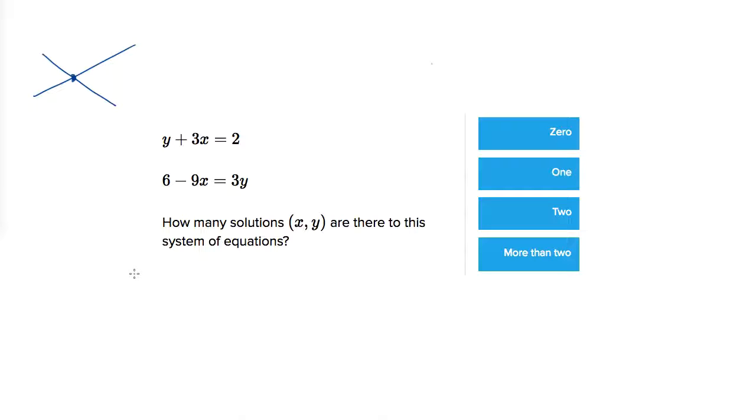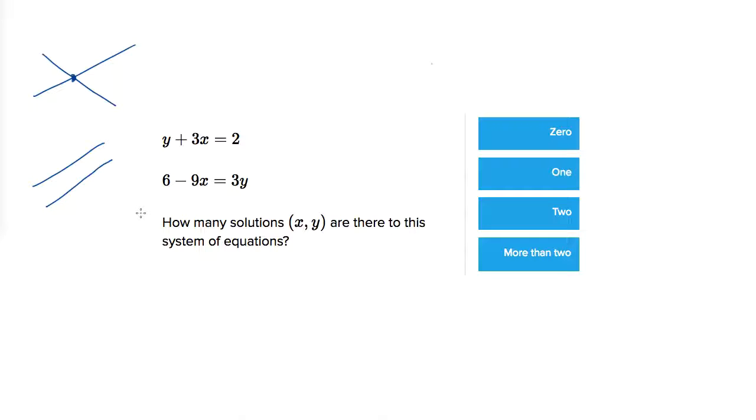So what would it mean for a system of equations to have no solutions, for example? Well, that would mean that the lines are parallel. That would be no solution. So how do you figure out the solution? Well, or how do you figure out how many solutions there are?